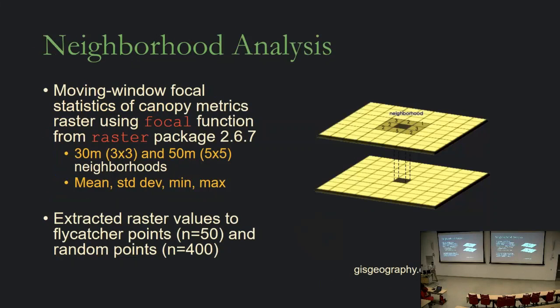Then I didn't want to just look at the 10-meter size, because that's probably a pretty good indication of the nest area of a flycatcher territory, but their whole territory is much bigger than that. So I also looked at 30-meter and 50-meter neighborhoods using focal statistics, and I calculated the mean, standard deviation, minimum, and maximum of all the metrics on the previous page. Once I had all those variables, I extracted the values from the rasters to the flycatcher points, and also to randomly generated points within the survey sites.